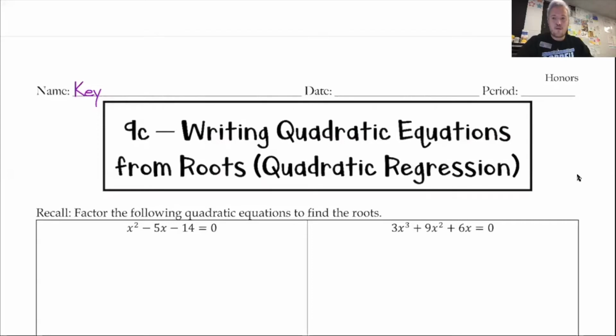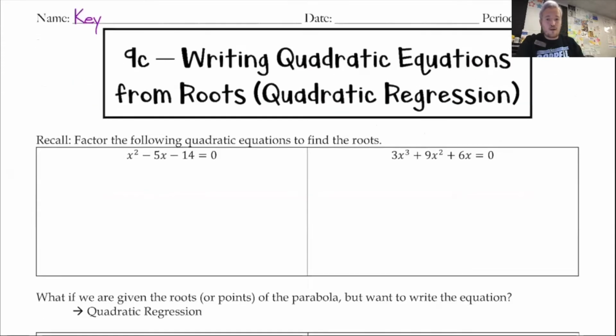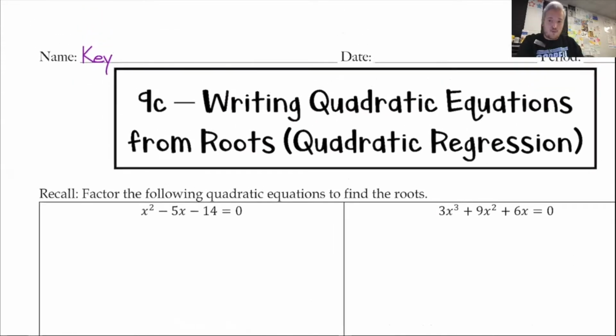Hello, everyone. All right, so with 9C, we're really going to focus on actually writing the quadratic equations from the roots. It's a similar situation to actually doing a quadratic regression. So we're going to learn how to do these both by hand and using the calculator doing a regression model. Just to kind of start off, we're actually doing 9B backwards. So we're doing the factored form.